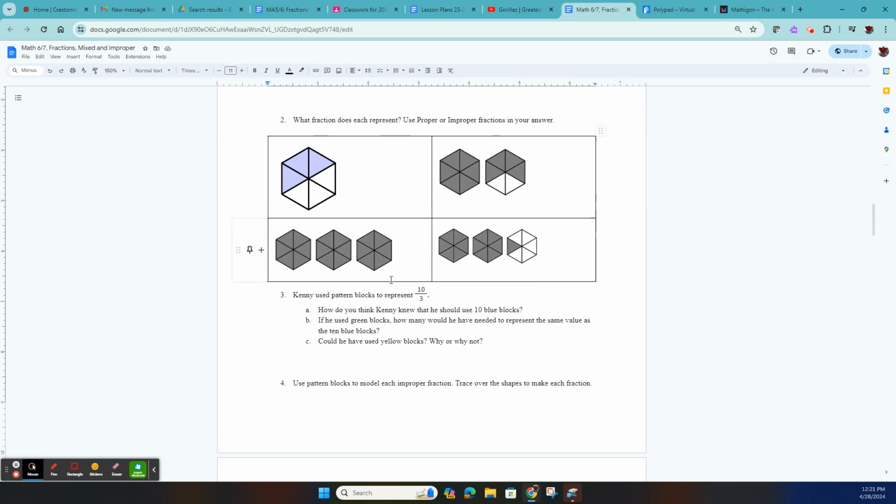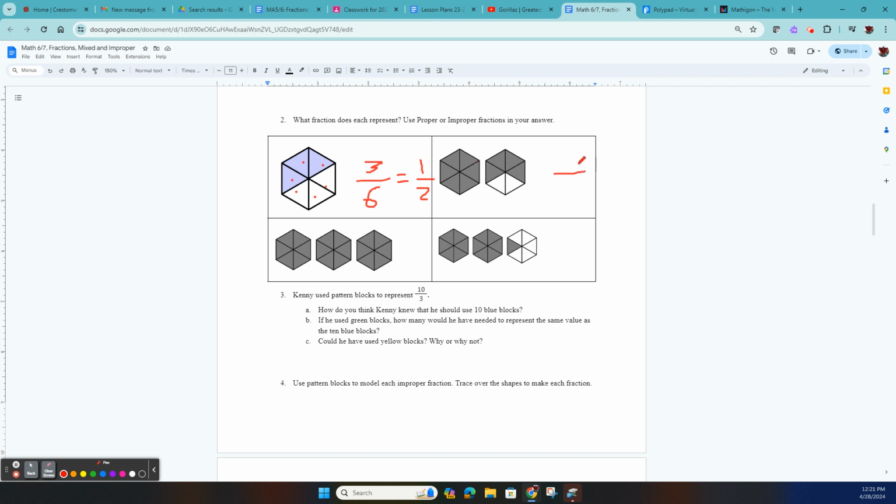Question 2, excuse me. What fraction does each represent? Use proper or improper fractions in your answer. Well, I see 1, 2, 3, 4, 5, 6 parts. 3 of them are shaded in. If I really wanted to be spicy, I could reduce that to 1/2. Divide both by 3. Gets me to 1/2. That's just good fun. Okay, now these ones can be tricky.